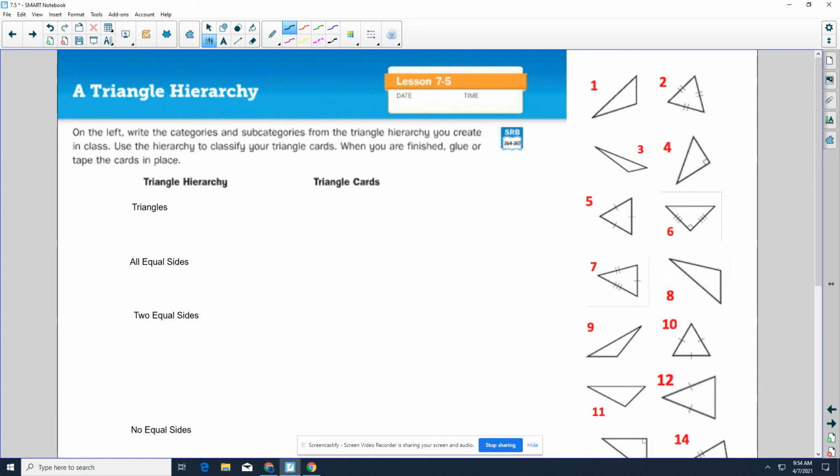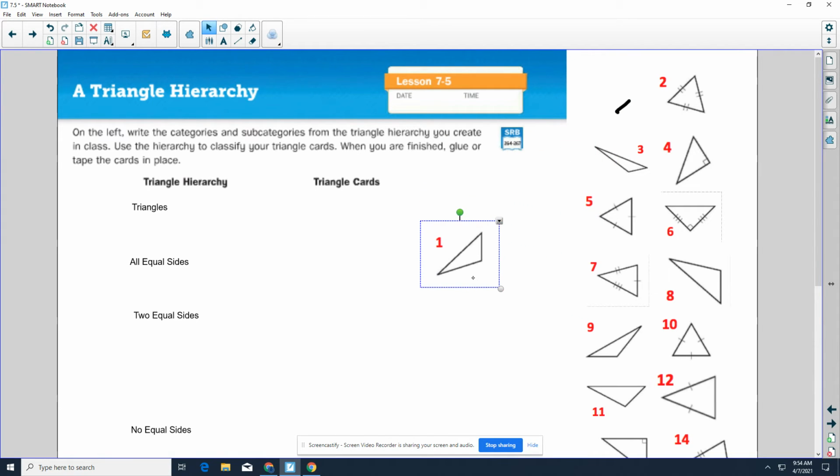So because you are not here in class with me, I went and did the categories. So we're starting with triangles. And then we're going to do all equal side triangles. Then we're going to do 2 equal side triangles and then no equal side. So let's look at a couple of these together. If you have them numbered correctly, you can even write the numbers over here. I'm going to go ahead and try to do my best to drag some of these to give you the visual. It says to glue or tape them into your math journal, but if you don't have enough space, that's fine.